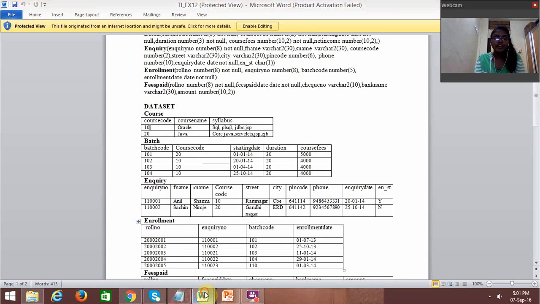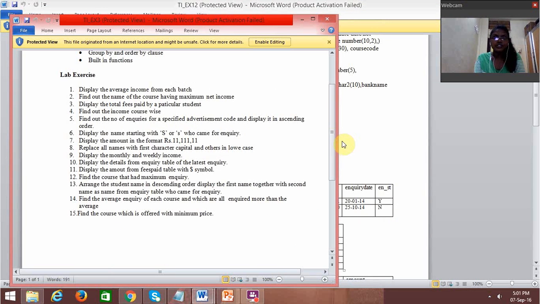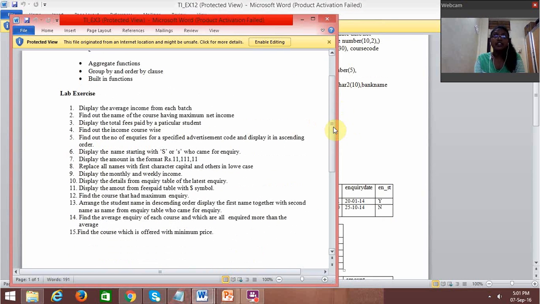So today we have to use aggregate functions, built-in functions and group by and order by clause. So first question is to display the average income of each batch. Now what we have to do, over here we have to group according to batches.